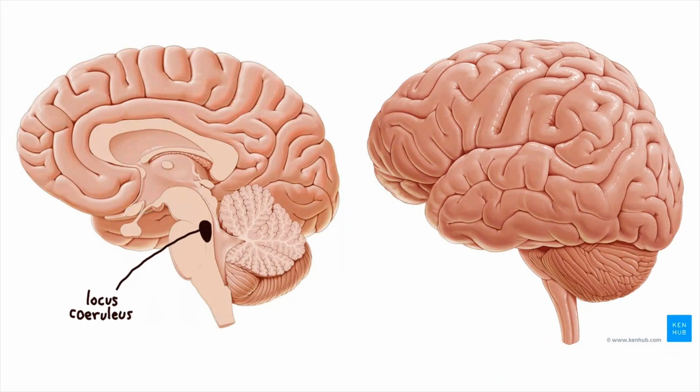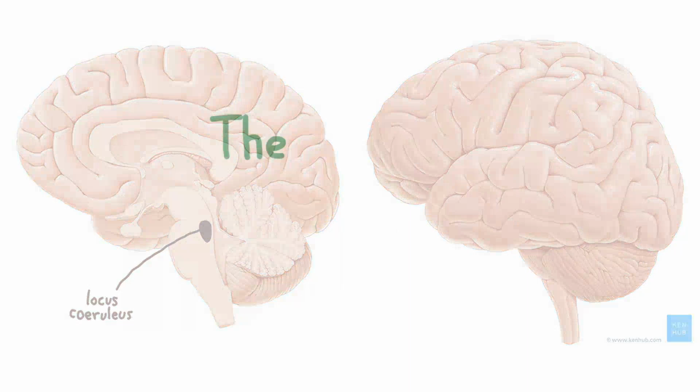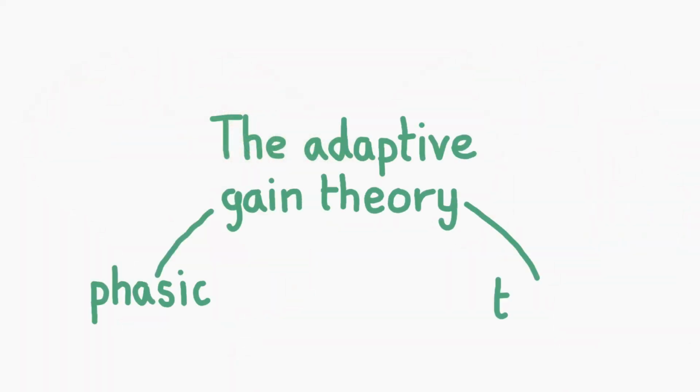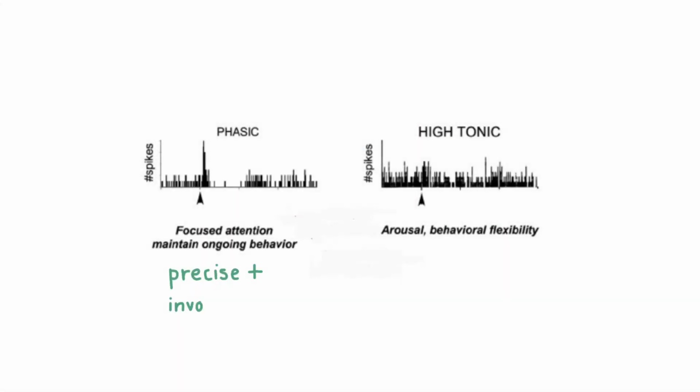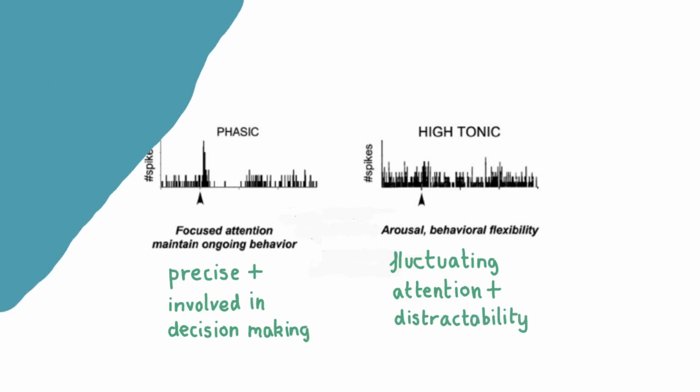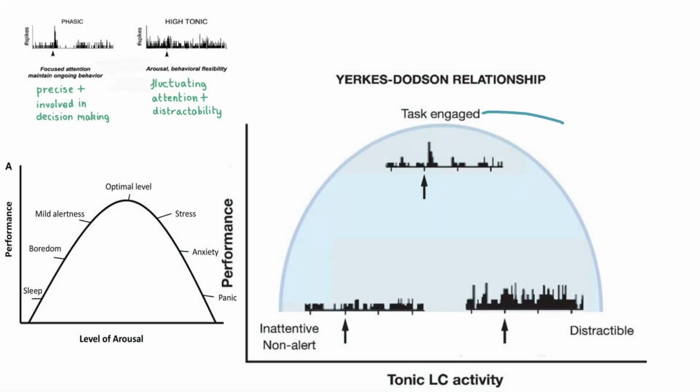The locus coeruleus is a small nucleus in the pons responsible for releasing the chemical norepinephrine. It's linked to various other parts of the brain as shown here. In the adaptive gain theory, the locus coeruleus neurons fire in two different states, phasic and tonic. The phasic state corresponds with focused, precise behavior and task-relevant decision-making. The tonic state is associated with fluctuating attention and distractibility, as shown on the Yerkes-Dodson curve.